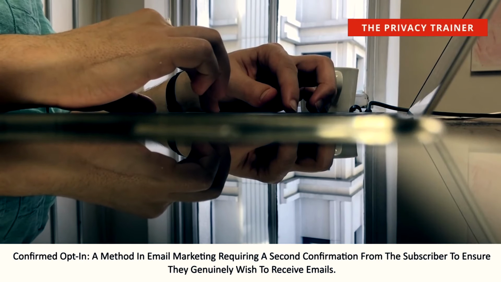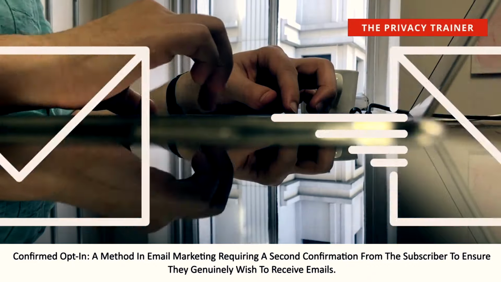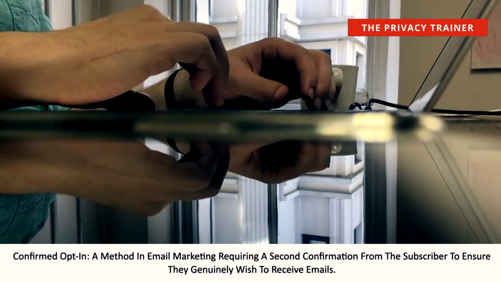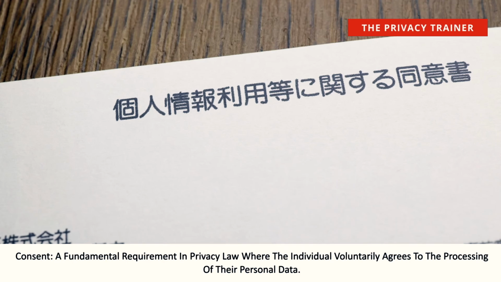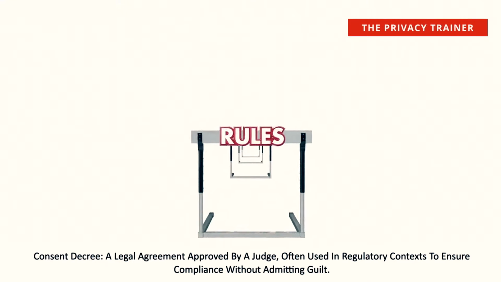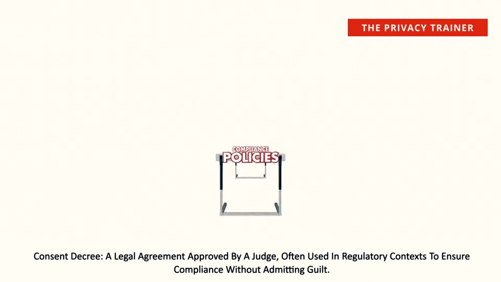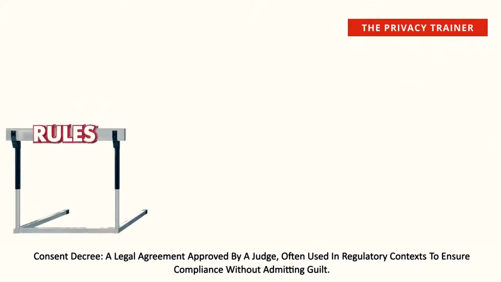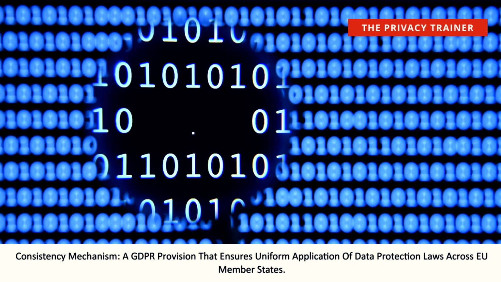Confirmed opt-in, a method in email marketing requiring a second confirmation from the subscriber to ensure they genuinely wish to receive emails. Consent, a fundamental requirement in privacy law where the individual voluntarily agrees to the processing of their personal data. Consent decree, a legal agreement approved by a judge, often used in regulatory contexts to ensure compliance without admitting guilt. Consistency mechanism, a GDPR provision that ensures uniform application of data protection laws across EU member states.